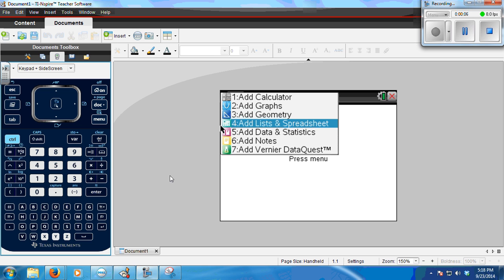Hello everyone, this is another video tutorial. This one is going to be over tomorrow's lesson over the rate of change and how to identify if a set of table data, and only a set of table data, is going to create a linear relationship. So obviously I'm going to show you how to do this with your TI Nspire.